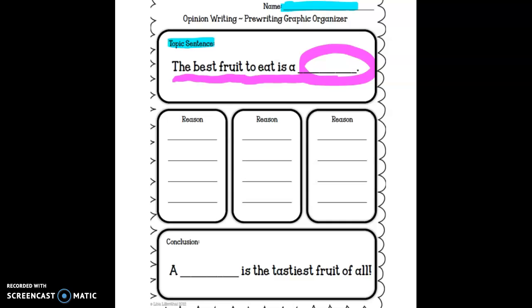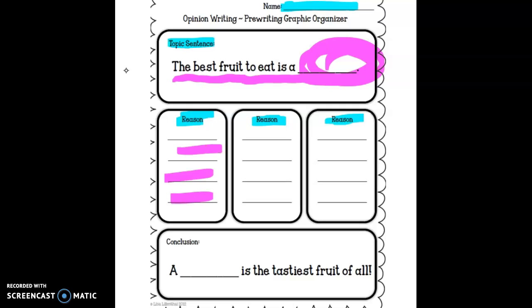Okay? The next section is reason, reason, reason. That's where you're going to put the details about why you think that this fruit right here is the best. So you're going to write a sentence here, a new sentence here, and a new sentence here. Now, these do not need to be complete sentences, but if you think in more full sentences with capitals and periods, then you will be able to write a story quickly.